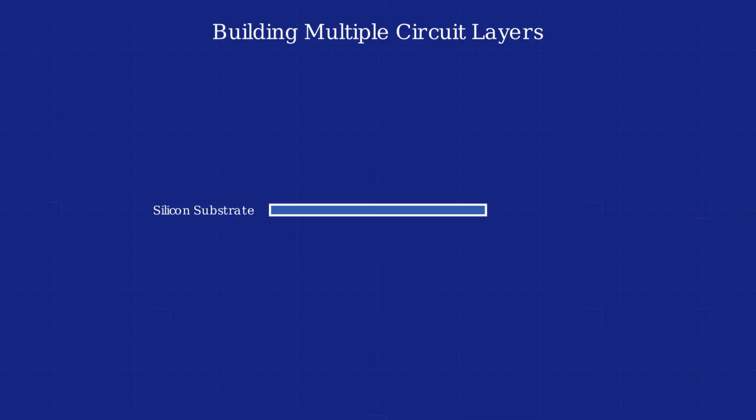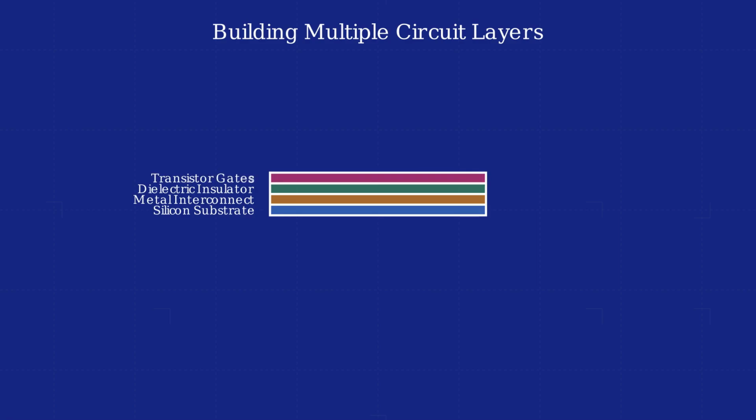CPU manufacturing requires building multiple circuit layers. We start with the silicon substrate. Next, we add the metal interconnect through another round of photolithography and deposition. Next, we add the dielectric insulator through another round of photolithography and deposition. Next, we add the transistor gates through another round of photolithography and deposition. Next, we add the upper metal layer through another round of photolithography and deposition.